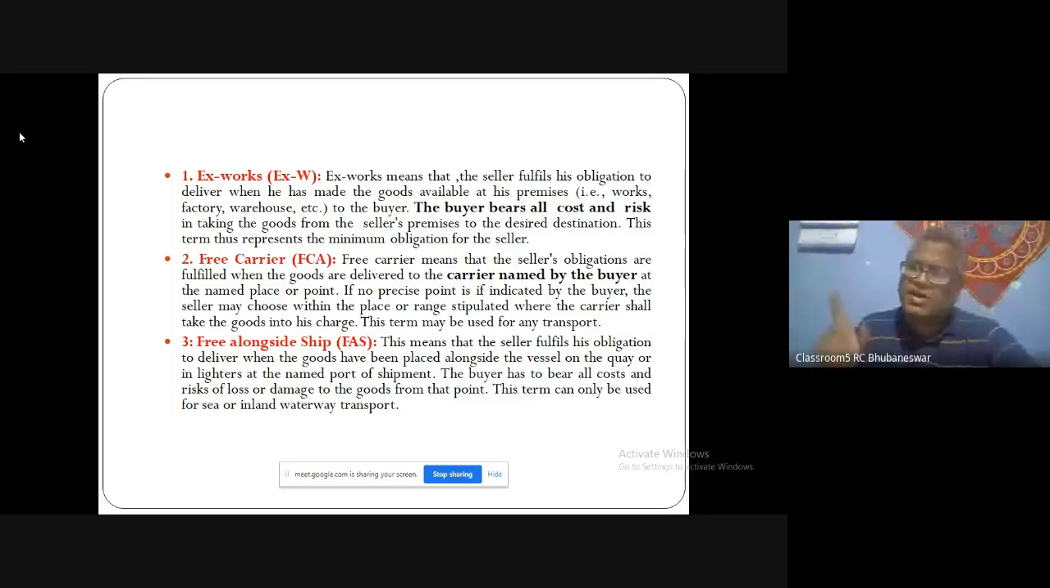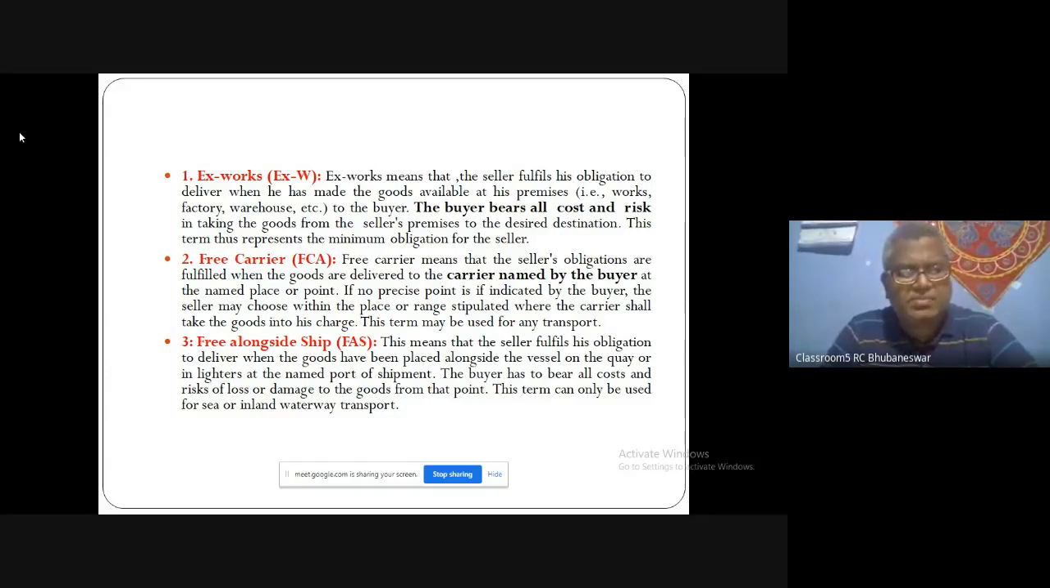China as a country, or some importer there, wants to purchase some goods from India, and the particular buyer is a Chinese importer. If he purchases some goods from my side, from my premises, the cost which is allocated to that buyer is called the minimum obligation, the minimum desired destination of approach, and is called Ex Works.